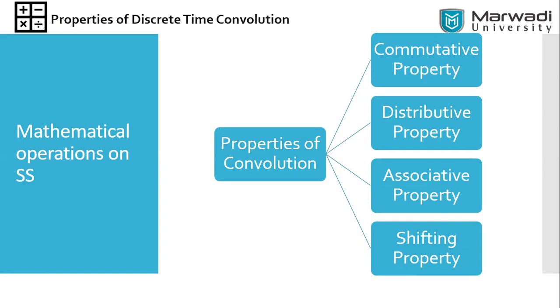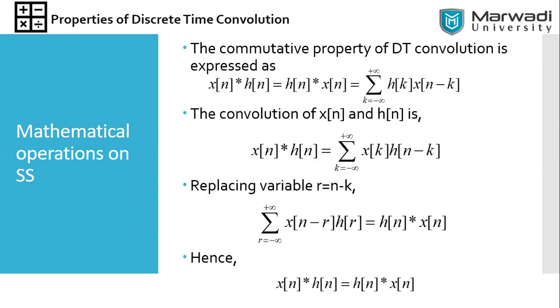Okay. So starting with the commutative property. The commutative property of the discrete time convolution is expressed as x of n convoluted with h of n is equal to h of n convoluted with x of n, which means you can interchange the order. Understand? This simply means that you can interchange the order.